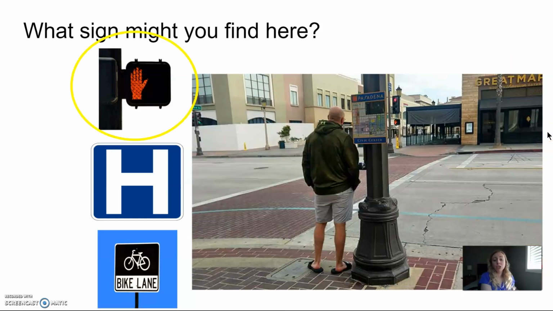All right, if you chose the do not walk sign, you would be correct. You can kind of see it in the back of the picture right here. So that was a little bit of a giveaway, but this person is waiting to cross the crosswalk, and it has a do not walk sign. I do not see a hospital nearby, so this one does not work. Bike lane, you could possibly make an argument for bike lane, but I don't really see one in this picture. So the correct answer is the do not walk sign.